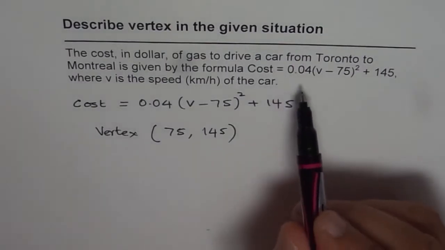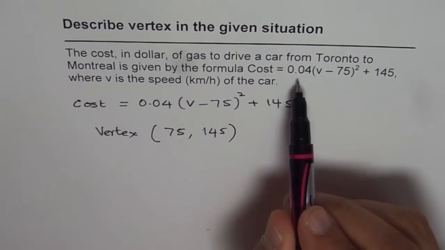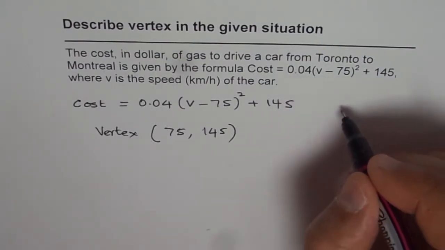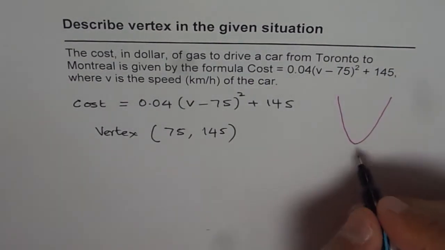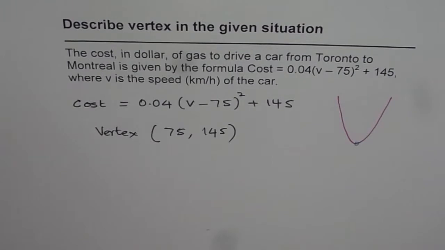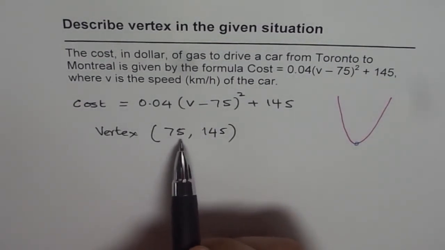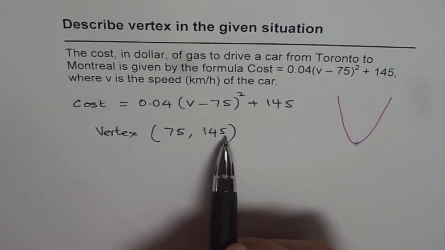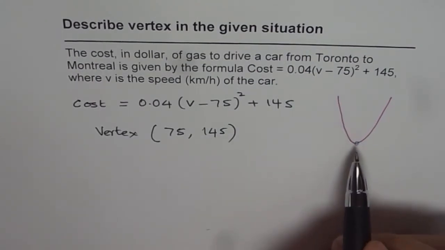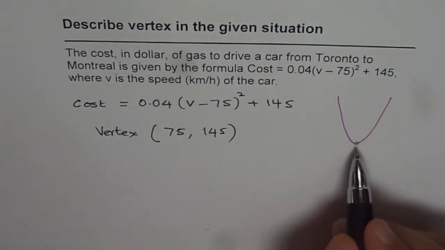Well, if you see the formula, then 0.04 is positive, right? So therefore the parabola is going to open upwards, so we'll have a parabola which is kind of like this, and vertex, which we are talking about, is this point. So what does this signify? Here for velocity of 75, cost is going to be $145. Now, as you can see, since the parabola opens upwards, cost should be minimum, correct?